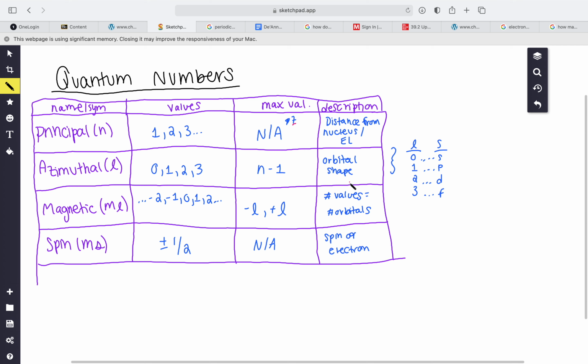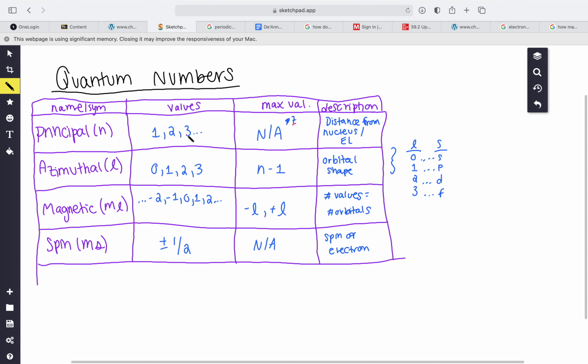This tells us the orbital shape, right? So I have over here that when l is 0, it's s. When l is 1, it's p. When l is 2, it's d. And 3 is f, right? So the value of this is n minus 1. This basically tells you the orbital shape of what you're dealing with, right? So it goes 0, 1, 2, 3, so n minus 1.